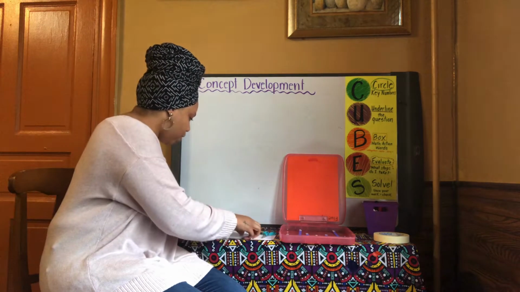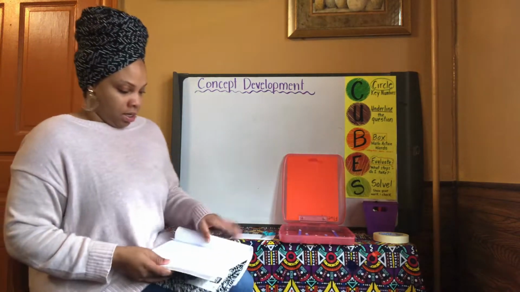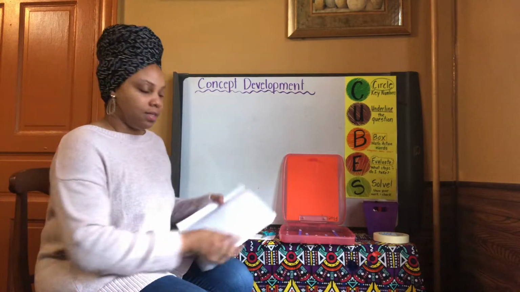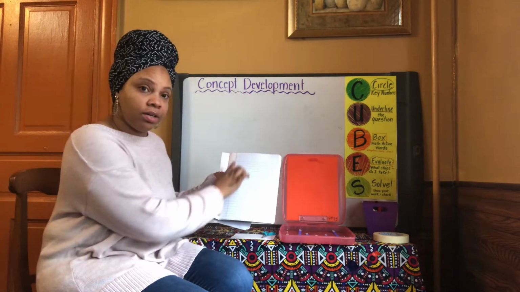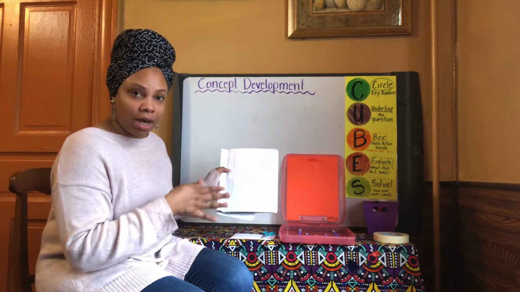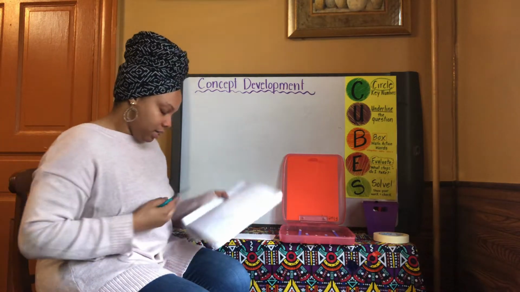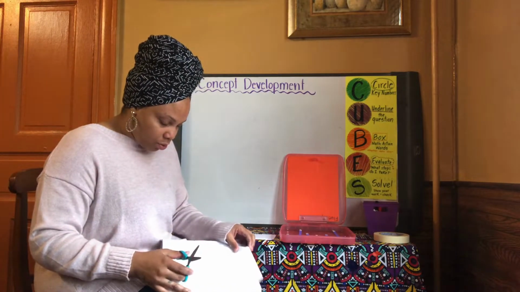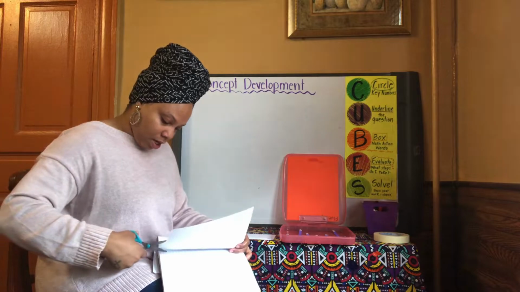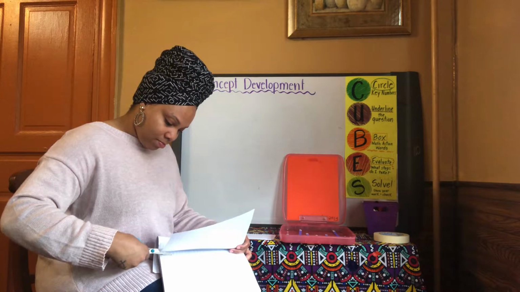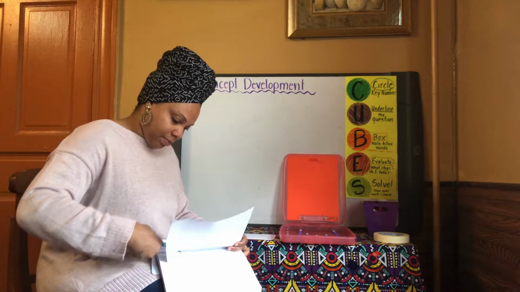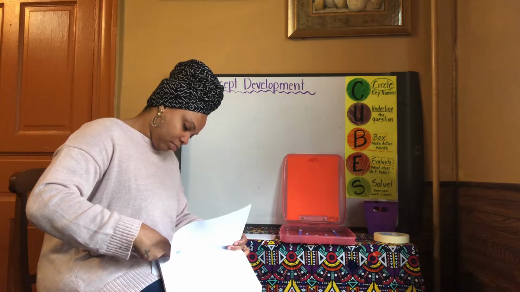All right, scholars, go ahead, grab your composition book. You're going to turn to a new page, okay? And then this red line that's here on your composition page, we're going to begin cutting there. We're going to cut out our sheet using that line, okay? So use that red line as your guide. I'm going to take my time cutting along this red line.